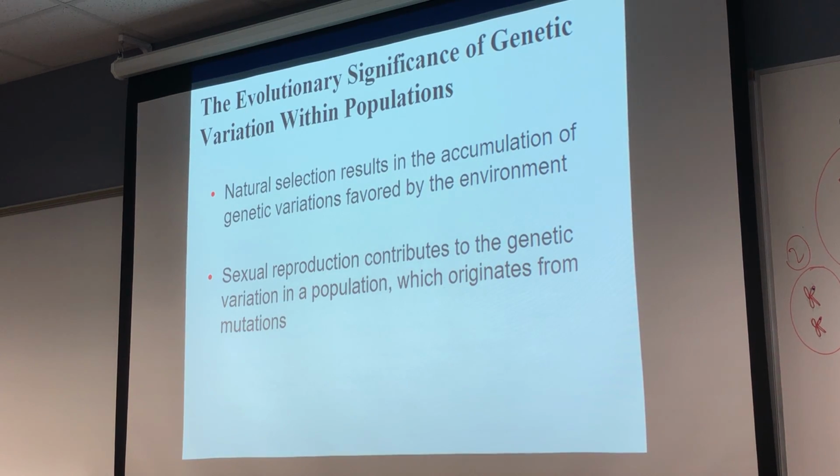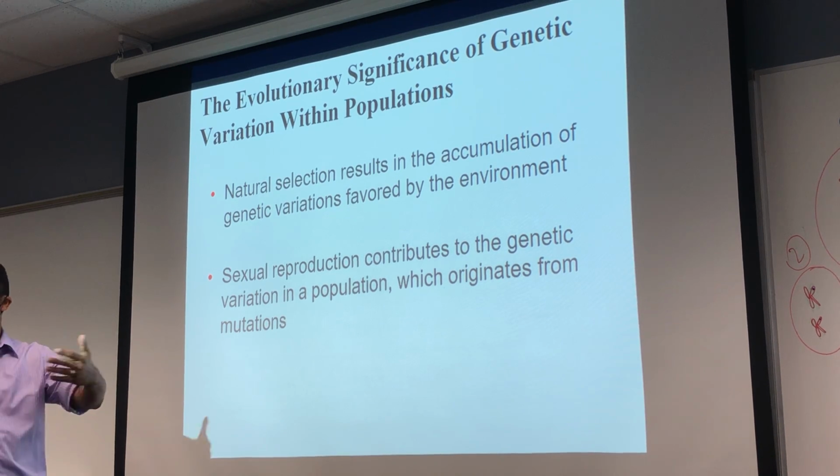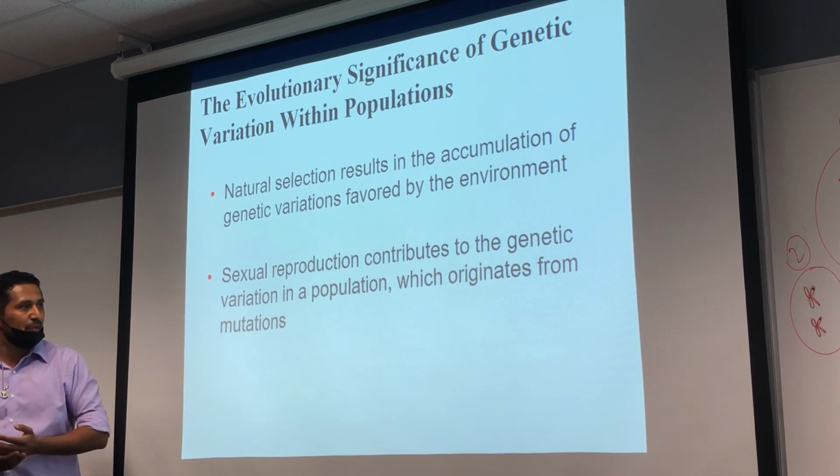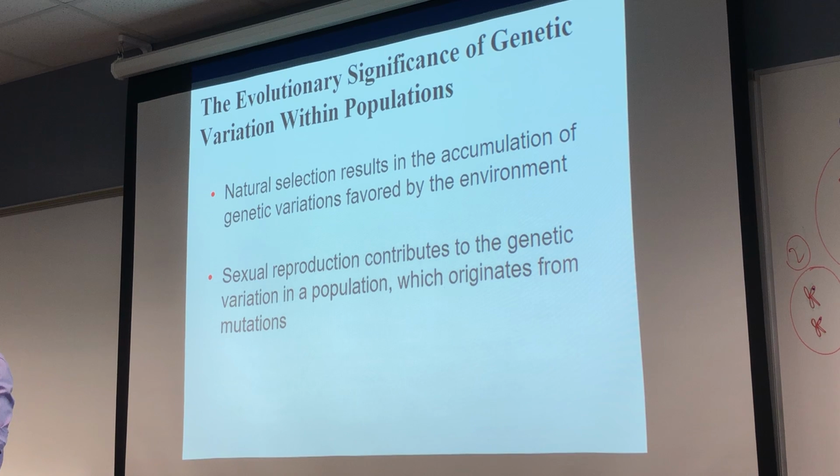Anyway, just to cover this, random selection results in the accumulation of genetic variations affected by the environment. Those traits affected by the environment are the ones that are going to keep being passed on. And sexual reproduction contributes to this genetic variation or genetic mutation, right? So, key points from this. I know it was a long set of slides, with many good questions that we're going to cover in the next sessions and the next module.